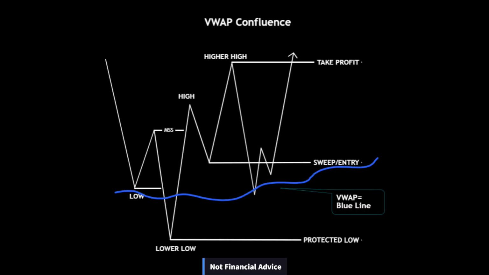The VWAP shows the average price that everyone has traded at in that session, day, week, month, or year, depending on the time frame that you're using. Above the VWAP tells you that buyers are strong and your bullish flips are more than likely to play out. Below the VWAP tells you that sellers are strong and your bearish flips are more than likely to play out. When the flip matches the EMAs and the VWAP, you have an alignment that makes your trade setup stronger.